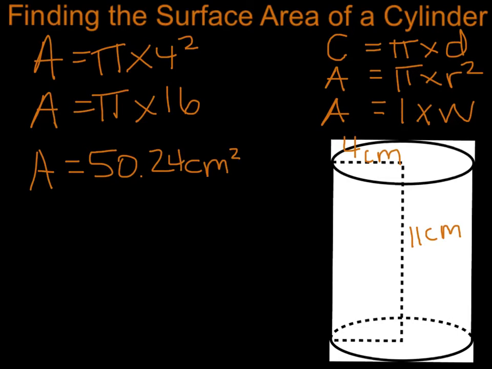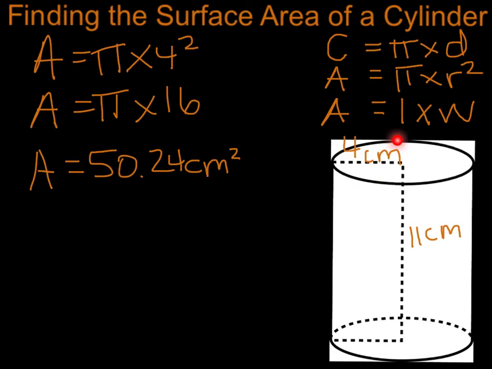Next, I need to figure out the circumference of this circle. Why do you think that is? If I could take this cylinder and cut it open and fold out this entire middle piece, I would find that I have a rectangle. The length of my rectangle is going to be the same as the circumference of the circle.